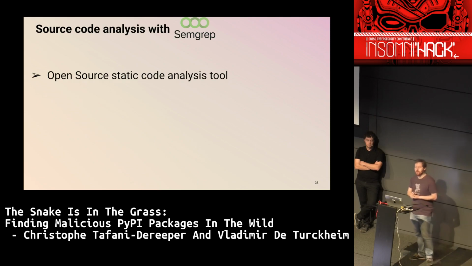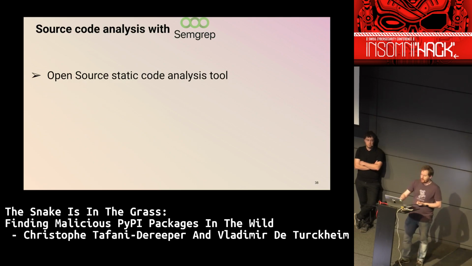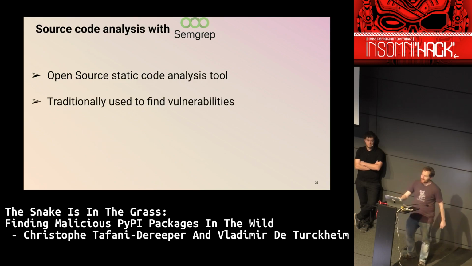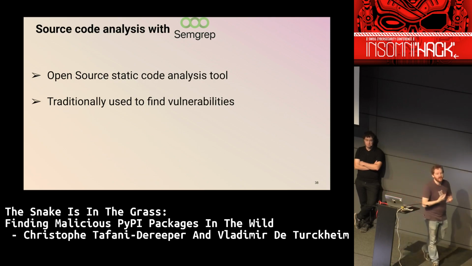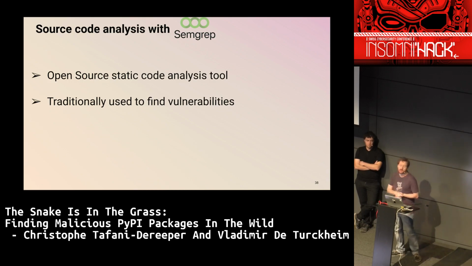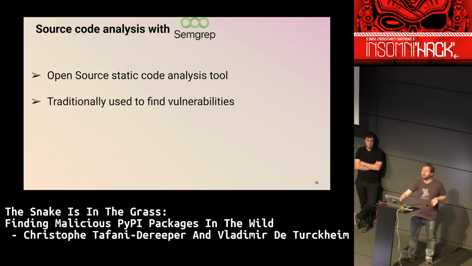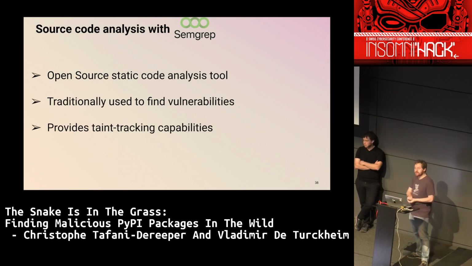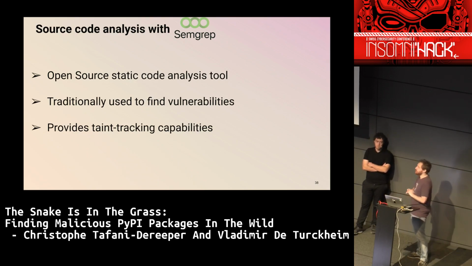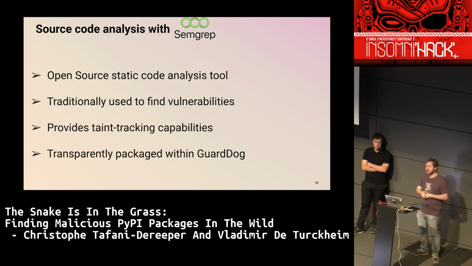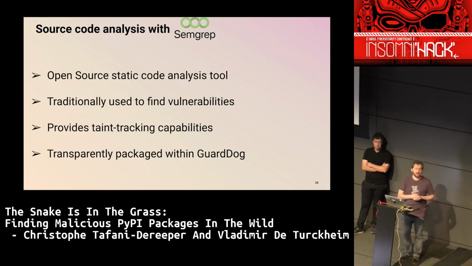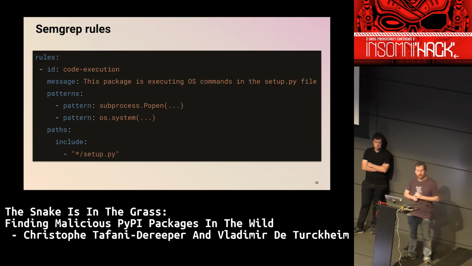Semgrep is an amazing open source static code analysis tool. For the French people out there, it's written in OCaml. It's traditionally used to find vulnerabilities. If you check the rules written by the company behind Semgrep, they will focus on finding vulnerabilities in a code base. But we can tweak it. We can write our own rules to find malicious code instead of vulnerable code. And it provides taint tracking capabilities, which is brilliant when you want to detect malware, understand what code does. Last but not least, it's transparently packaged with Guarddog, meaning that you pip install Guarddog and Semgrep is installed by magic on your machine.